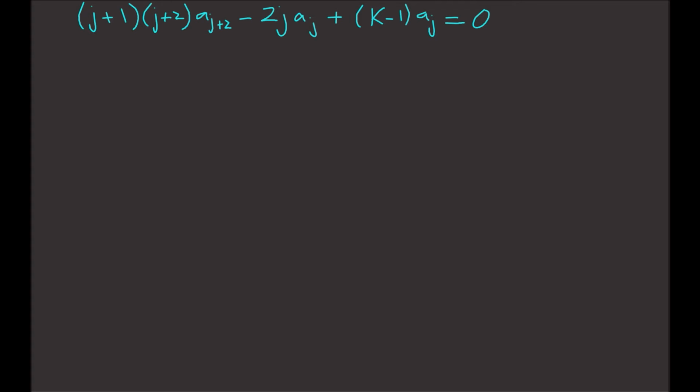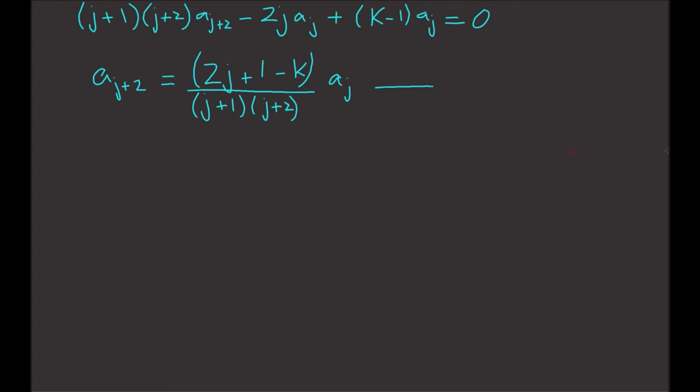So we're going to take this equation and solve for a sub j plus 2. So a sub j plus 2 is equal to 2 times j plus 1 minus k divided by j plus 1 times j plus 2, times a sub j. So this, we're going to call it equation number 4 because we're going to refer to it.